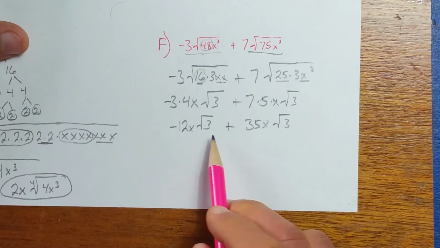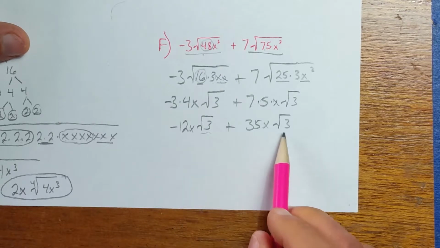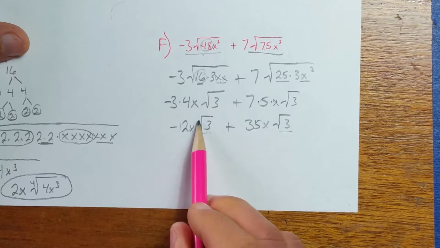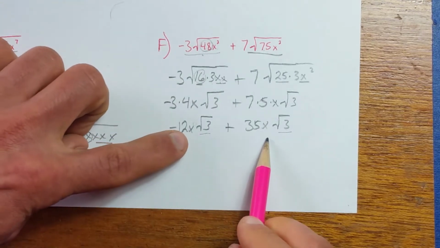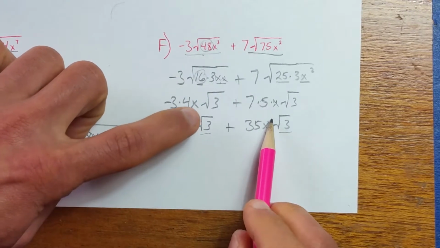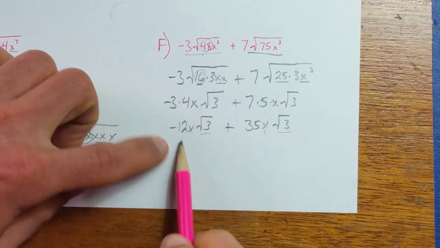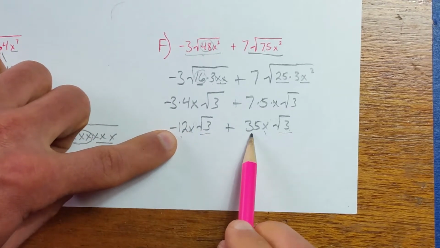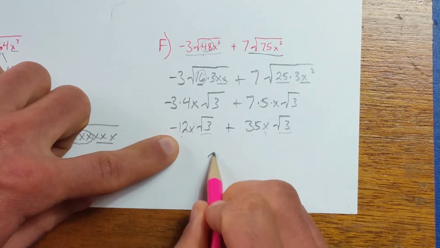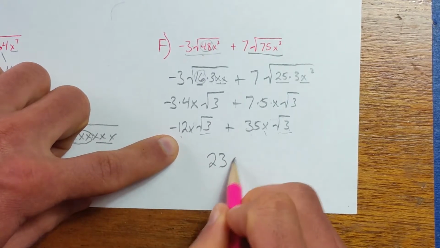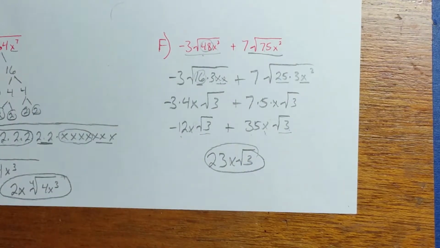And now these things will be considered like terms if the radicals are exactly the same. That means the root number has to be the same and the number inside has to be the same. And if they have a variable on them, the variables have to be the same as well, and their exponents. So these are both x square roots of 3, so I've got negative 12 of them over here. I've got 35 of them over here. If I go ahead and add those together quick, it looks like I have a total of 23 x square roots of 3, and that would be my final answer.